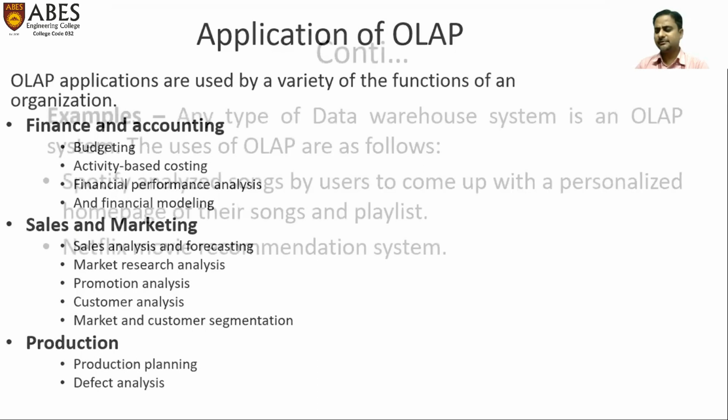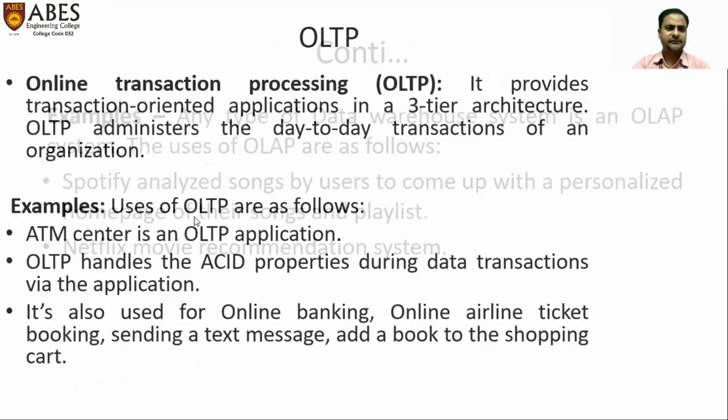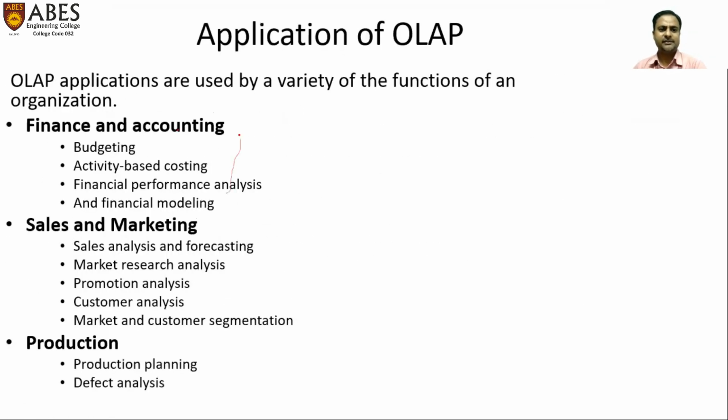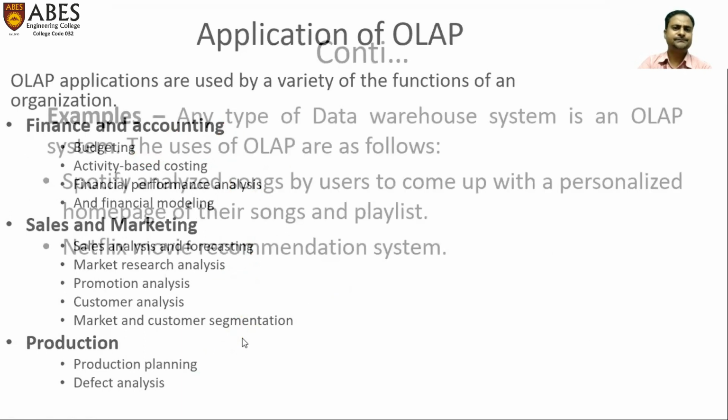OLAP can be used by companies for different purposes, like finance and accounting, where it is used for budgeting, activity-based costing, financial performance analysis, and financial modeling. OLAP is also used for sales and marketing purposes, where sales analysis and forecasting, market research analysis, promotion analysis, customer analysis, and market customer segmentation are done. In production also, for production planning and defect analysis, OLAP is used.